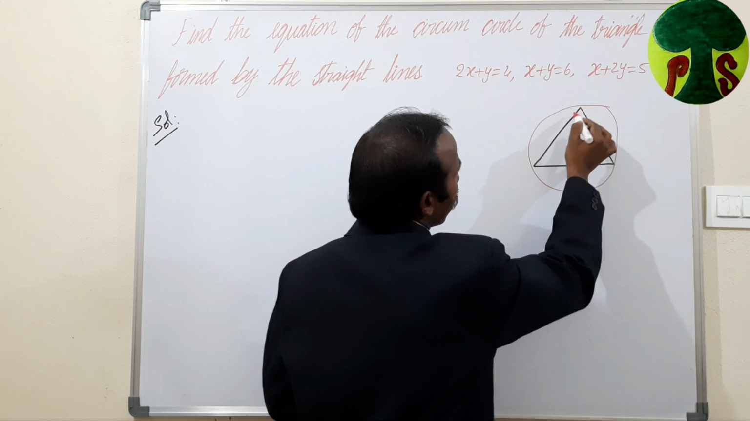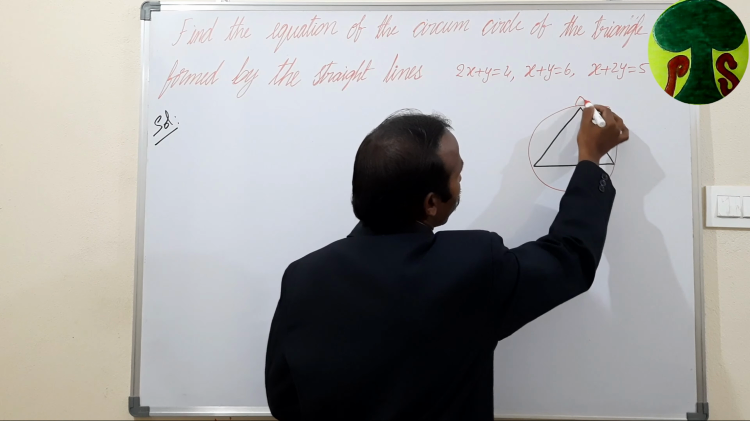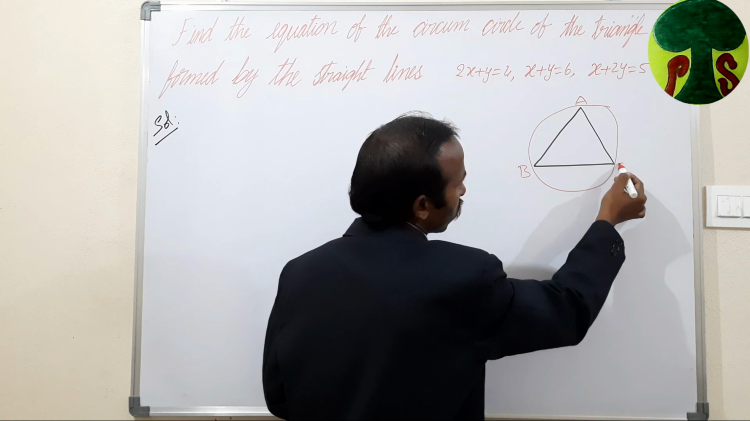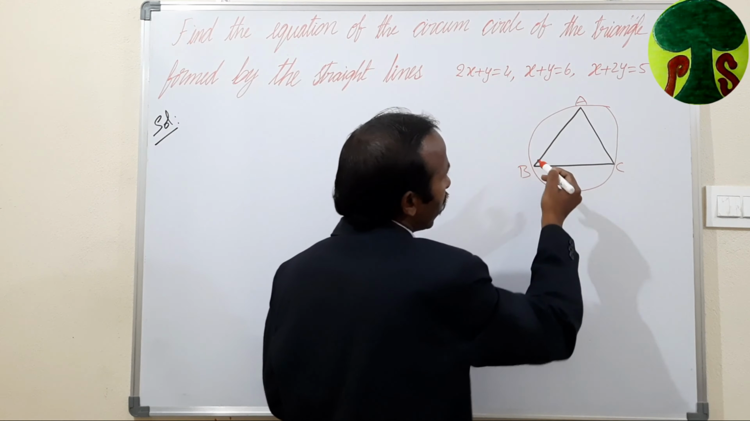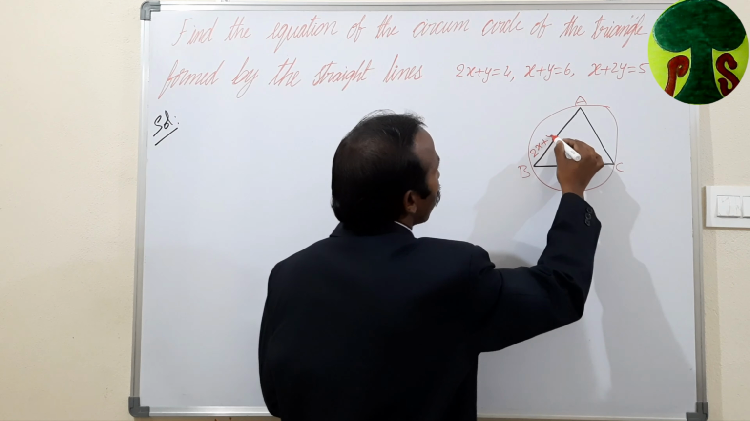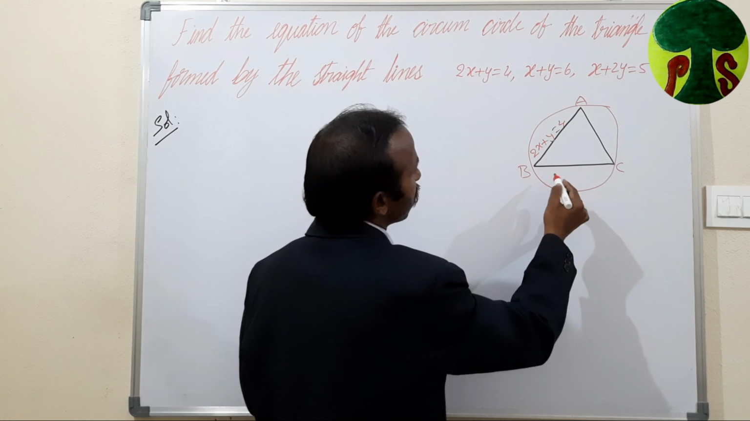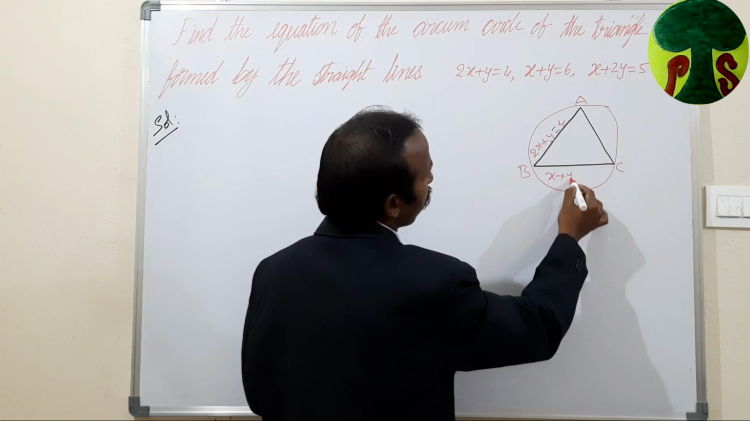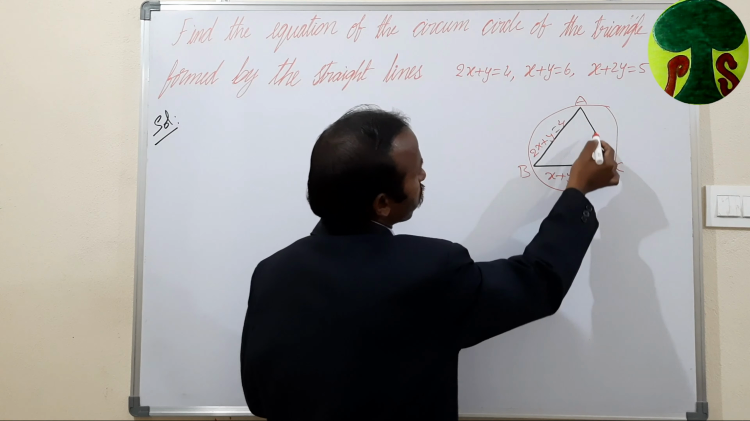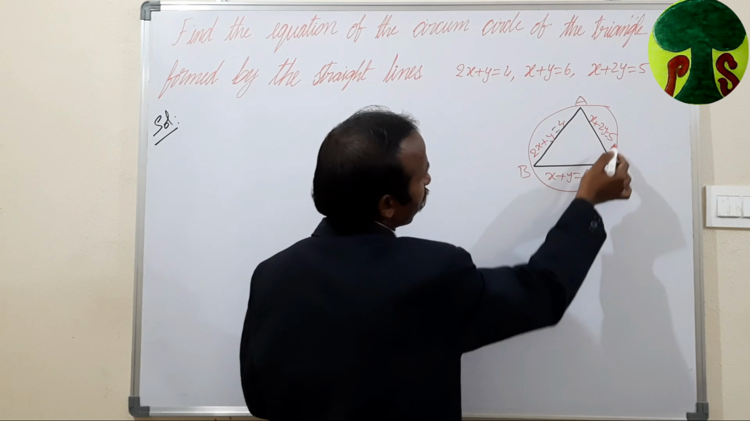Clear? The intersection of this line and this line is vertex A, this line and this line is vertex B, and this two is C. The line equation of AB, according to the question, is 2x plus y equal to 4. The line equation of BC is x plus y equal to 6. The line equation of AC is x plus 2y equal to 5.